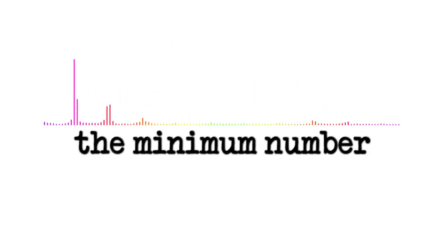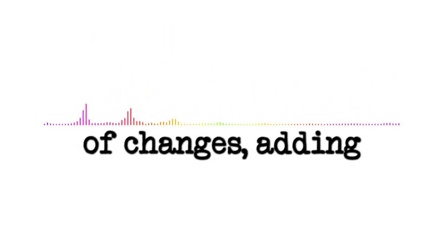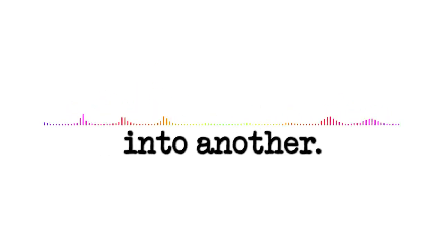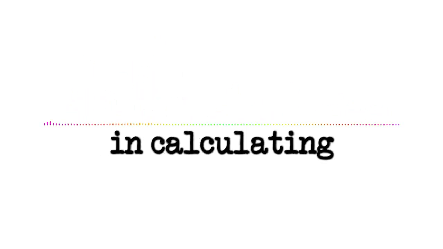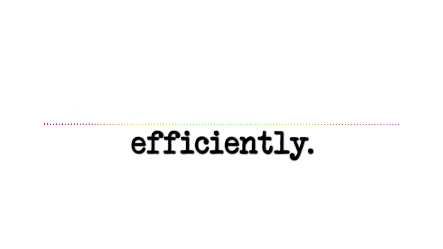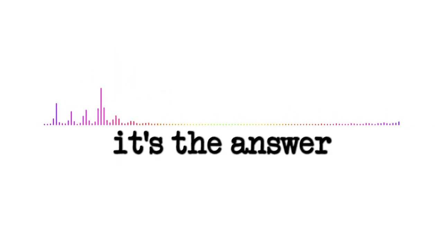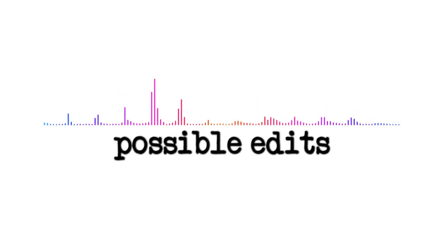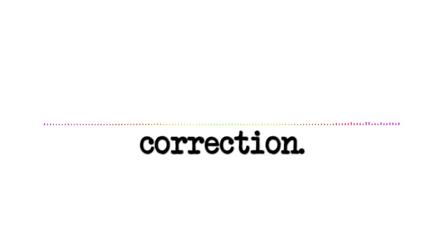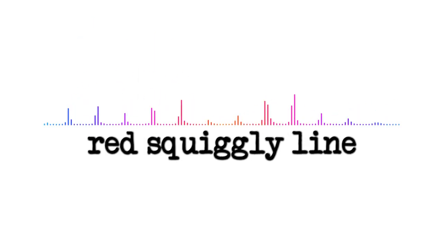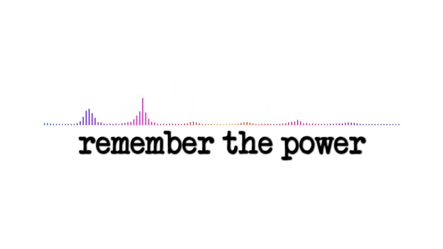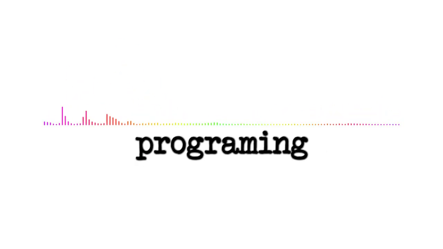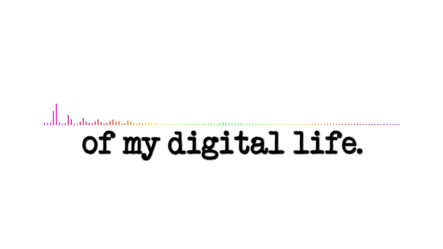It's about figuring out the minimum number of changes, adding, deleting, or substituting letters, needed to transform one word into another. And guess what plays a key role in calculating this edit distance efficiently? Dynamic programming, right? It feels like it's the answer to everything today. You got it. It's like a linguistic detective, analyzing all the possible edits and finding the most plausible correction. So next time you see that red squiggly line under a misspelled word, remember the power of dynamic programming working its magic. Okay, I'm sold. Dynamic programming is officially the unsung hero of my digital life.